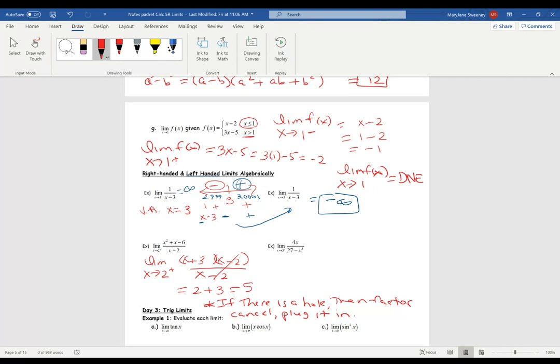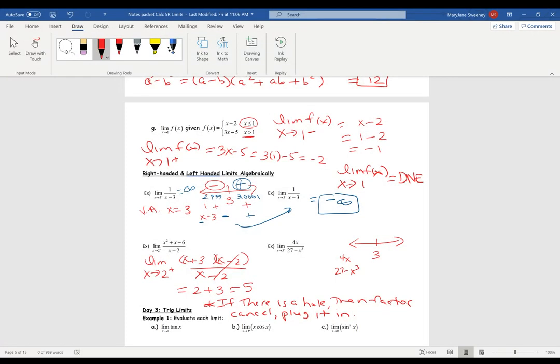All right, and last one. So this one, again, I can't factor and cancel. I do know there would be a vertical asymptote at 3, and that's because 3 is what makes the fraction undefined. It's what makes a 0 in the denominator. So what I need to do is make a number line. 4x over 27 minus x cubed.